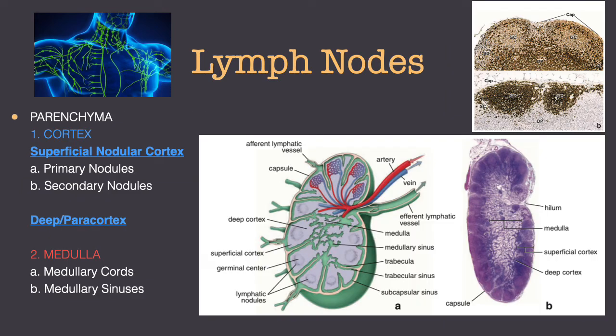The lymph nodes are divided into the outer cortex and inner medulla. The superficial nodular cortex contains primary and secondary nodules with germinal centers, containing mostly B cells, and the deep cortex under it contains most of the T cells and is also called the thymus-dependent cortex. The medulla contains lymphatic cords that house the cells of the lymph node and medullary sinuses that converge and drain at the hilum into the efferent lymphatic vessels.